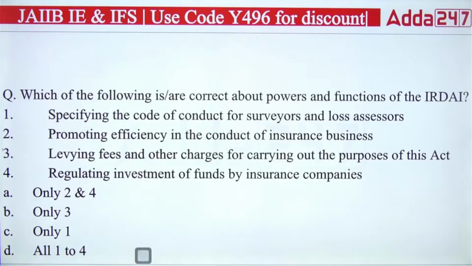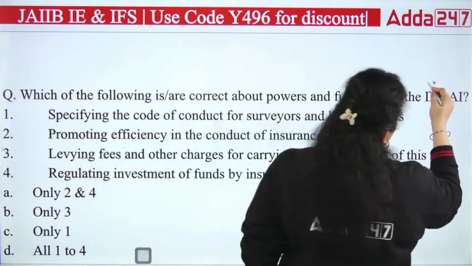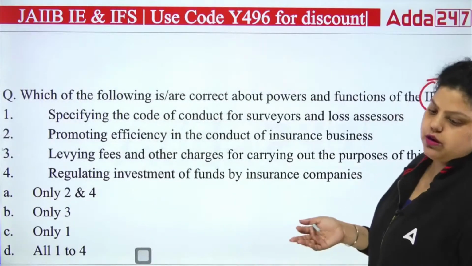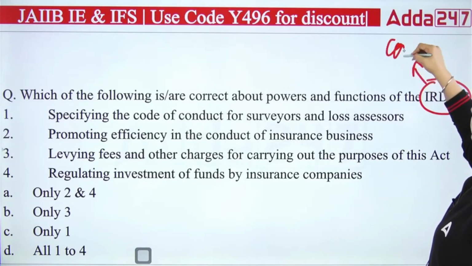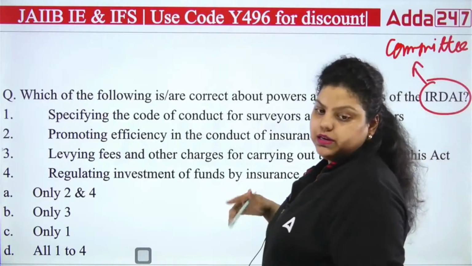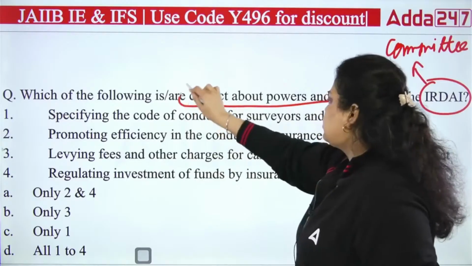Which of the following is/are correct about the powers and functions of the IRDA? Specifying the code of conduct for surveyors and loss assessors, promoting efficiency in the conduct of insurance business, levying fees and other charges for carrying out the purpose of this act, regulating investment of funds by insurance companies. You have to answer which of the following is/are correct about the powers and functions given to IRDA. So IRDA is the Insurance Regulatory and Development Authority of India, a regulatory body of the insurance market. Also, let me know the name of the committee on whose recommendation IRDA was introduced. And the correct powers and functions you have to find out here in the question.